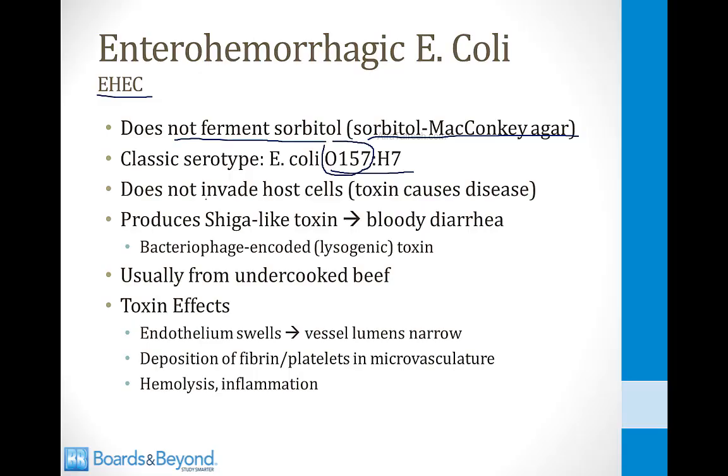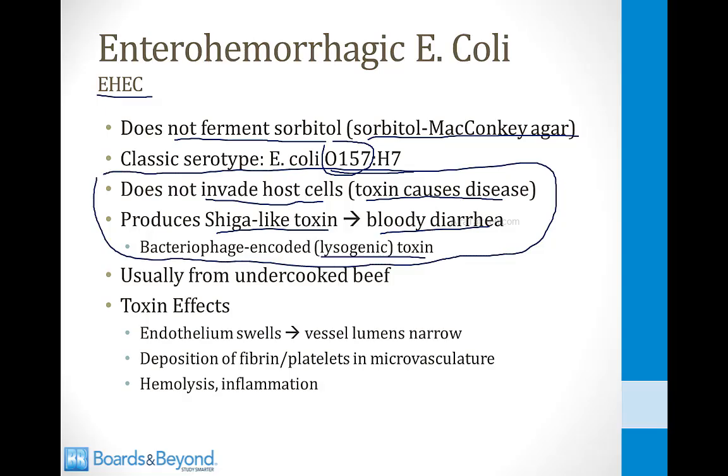This bacteria does not invade the host cells. The disease comes from the toxin. It produces a Shigella-like toxin that leads to bloody diarrhea, and this toxin is carried by a bacteriophage. It's a lysogenic toxin, and I talk about all the features of the toxin in the module on virulence. Usually people get an EHEC infection from eating undercooked beef, and the toxin causes several effects that you need to know in the body. It causes the endothelium to swell. This makes blood vessel lumens narrow.